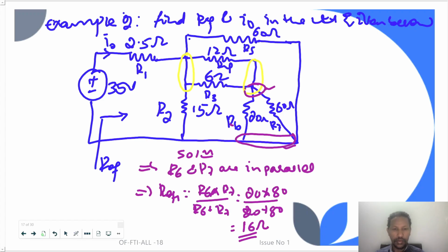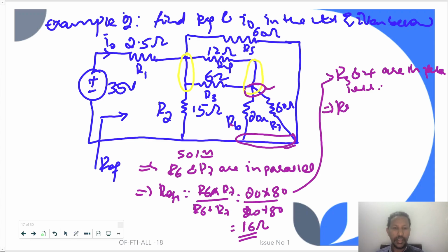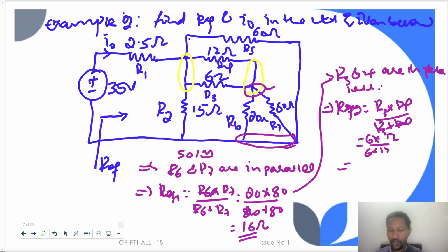Again, R3 and R4 are in parallel. So we can write R equivalent 2, which equals R3 times R4 over R3 plus R4. Using the values, 6 times 12 over 6 plus 12, we have 4 ohm. So this is R equivalent 2.